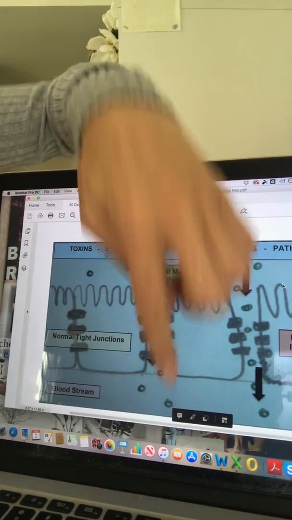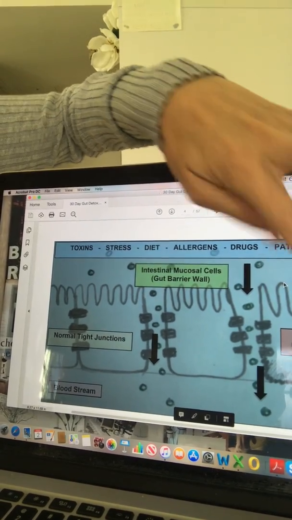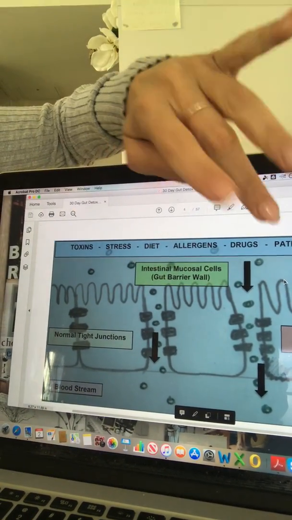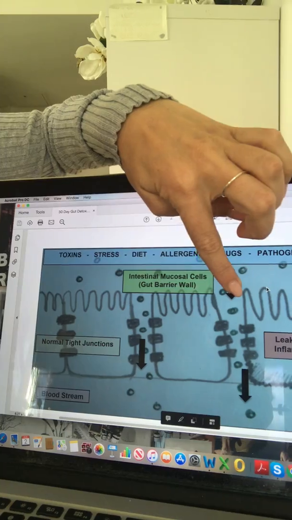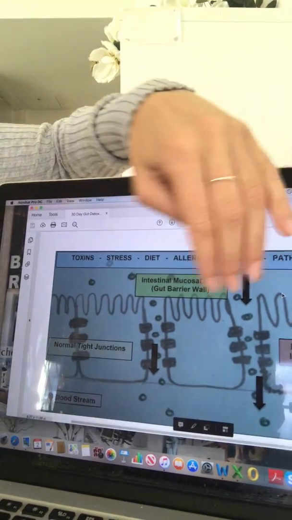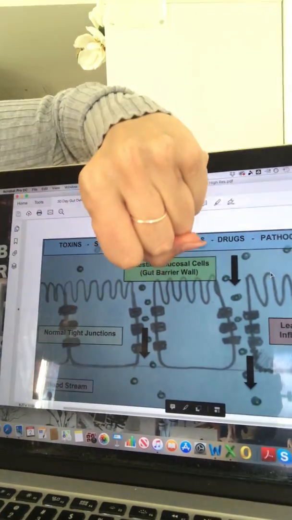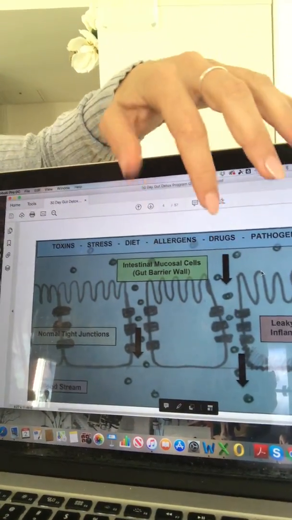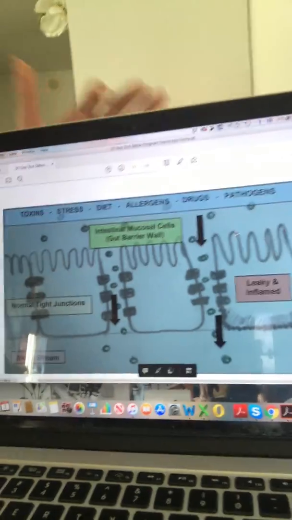into our bloodstream. These hand-like or finger-like structures are called villi. They absorb our nutrients from our food. When there's a lot of gut inflammation, they actually become stumped. So then they're not able to absorb nutrients from our food, so we become nutrient deficient.